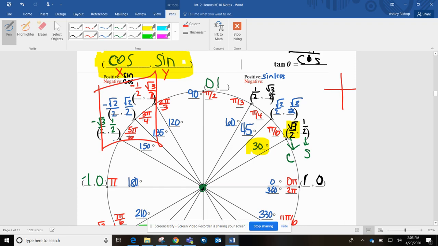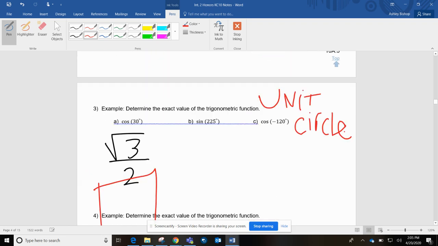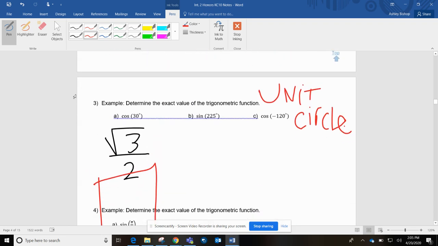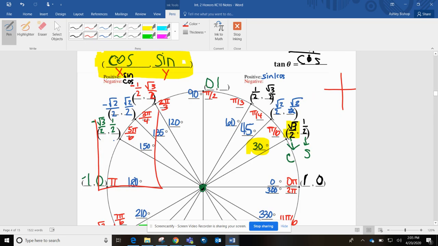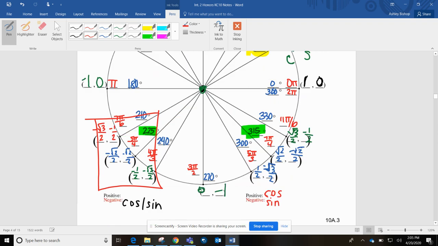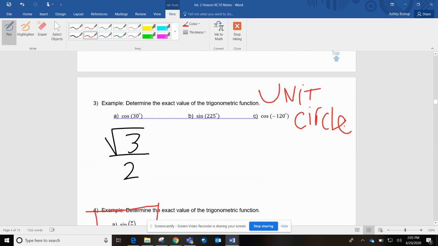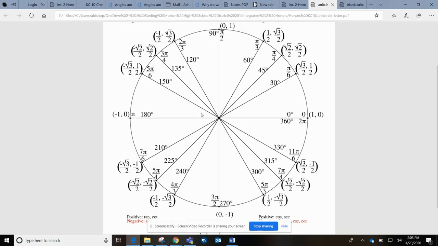Alrighty. I don't know why that keeps happening though. My box is no longer in my root 3 over 2, so that's no fun. There we go. And so now I'm going to flip from the unit circle that I have on another tab because it'll be easier, because this keeps happening. And so now we want to do the sine of 225. So I'm going to go to my unit circle that I have over here.